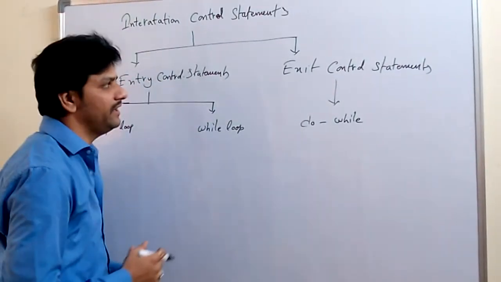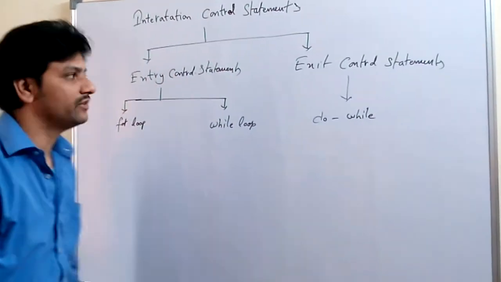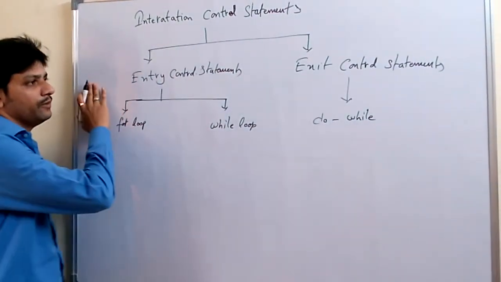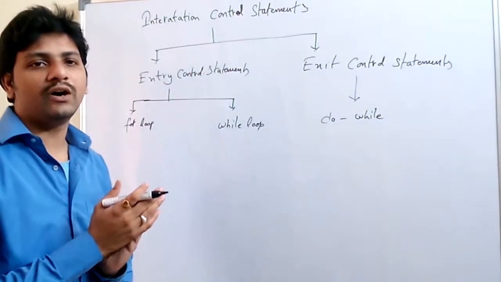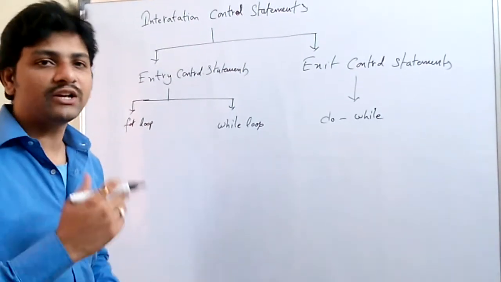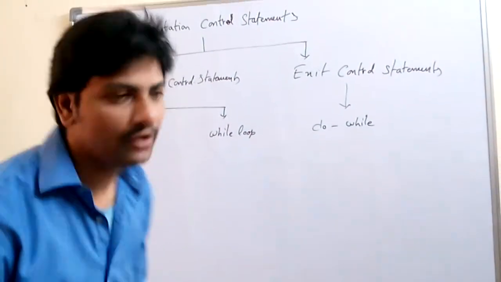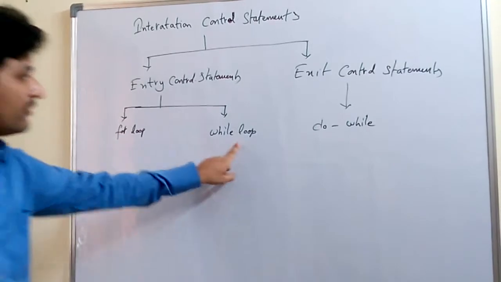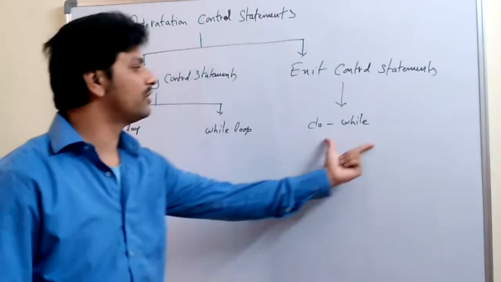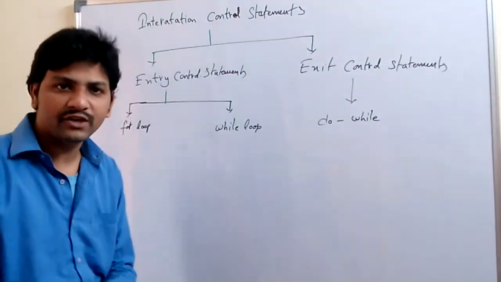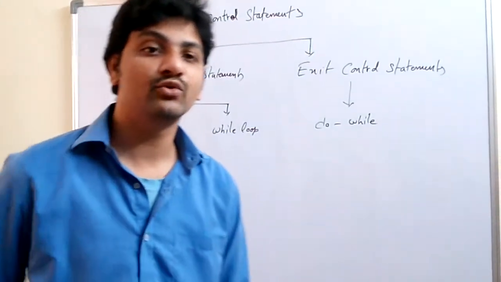Why is it called an entry conditional control structure, and why is it called an exit conditional control structure? Whether it is entry control or exit control statements, the statements we write in a particular block will be executed until and unless a particular condition is satisfied. That may be a for loop, while loop, or do while. These all provide a block of statements, which is executed until a particular condition is satisfied.